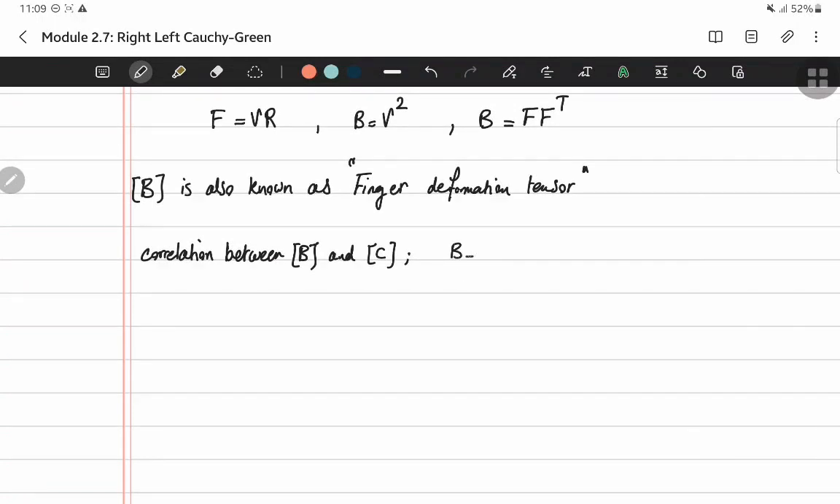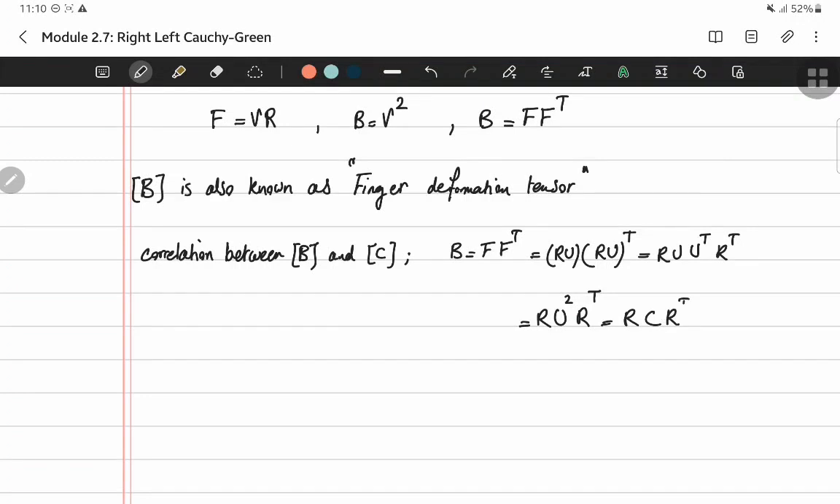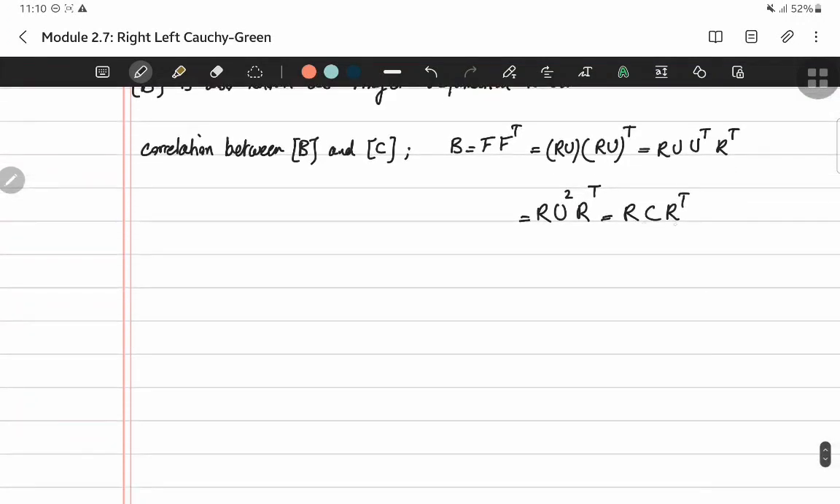So you know that B is equal to F F transpose, and basically F can be written as RU, so we have RU times U transpose R transpose. Since U is a stretching tensor and a symmetric tensor, U is equal to U transpose. So this becomes R U squared R transpose, where U squared is basically C. So this is R C R transpose. So this is one equation here.